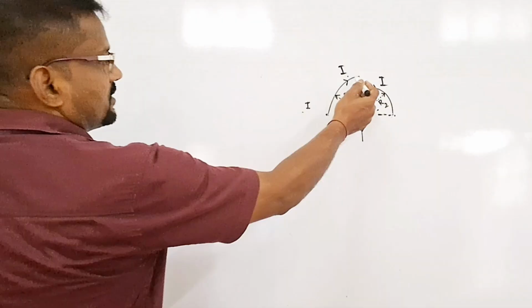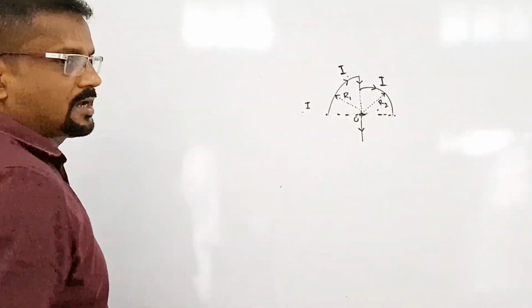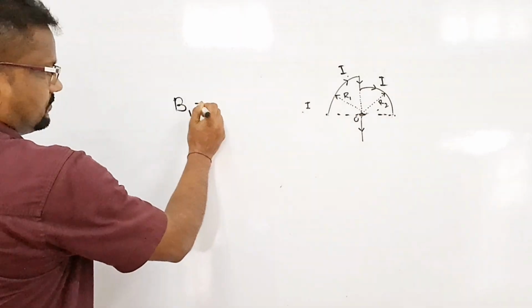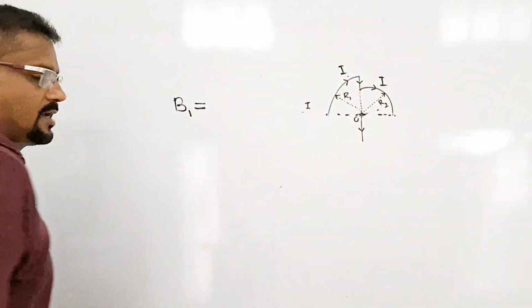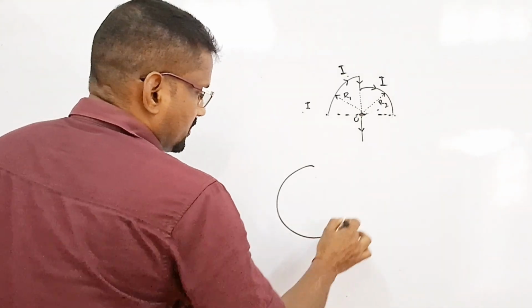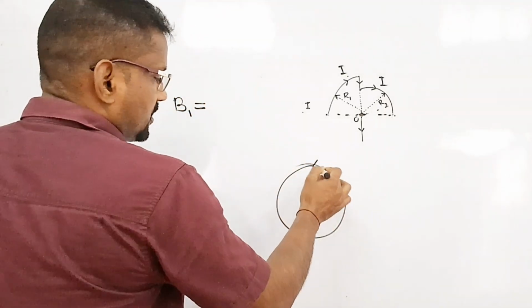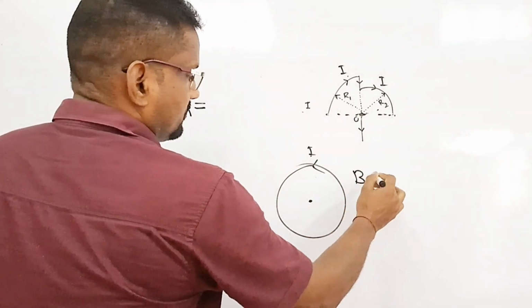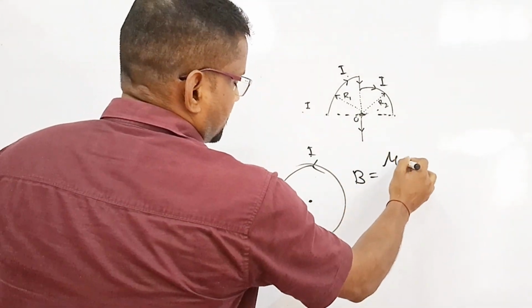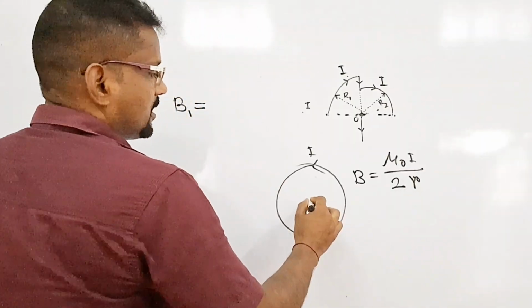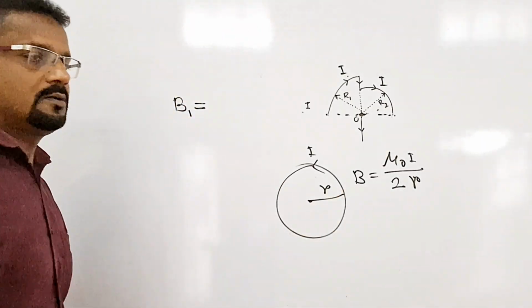Now, if I consider this arc to be of radius R1, let us say the magnetic field is B1, due to the arc of radius R1. Just remember, in a circular coil, when current I flows, the magnetic field at the center is B equals mu naught times I by twice of the radius R, where R is the radius of the circular loop.